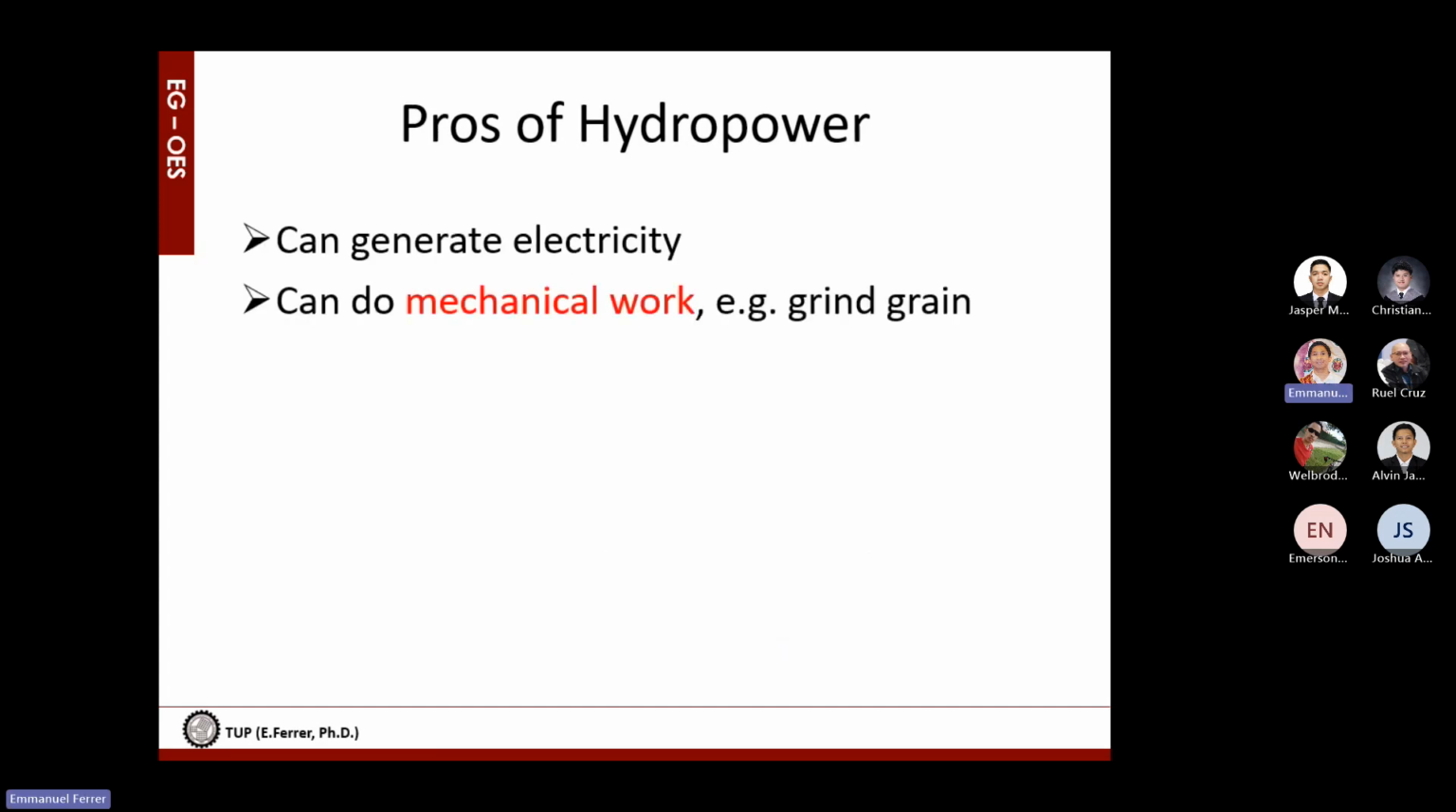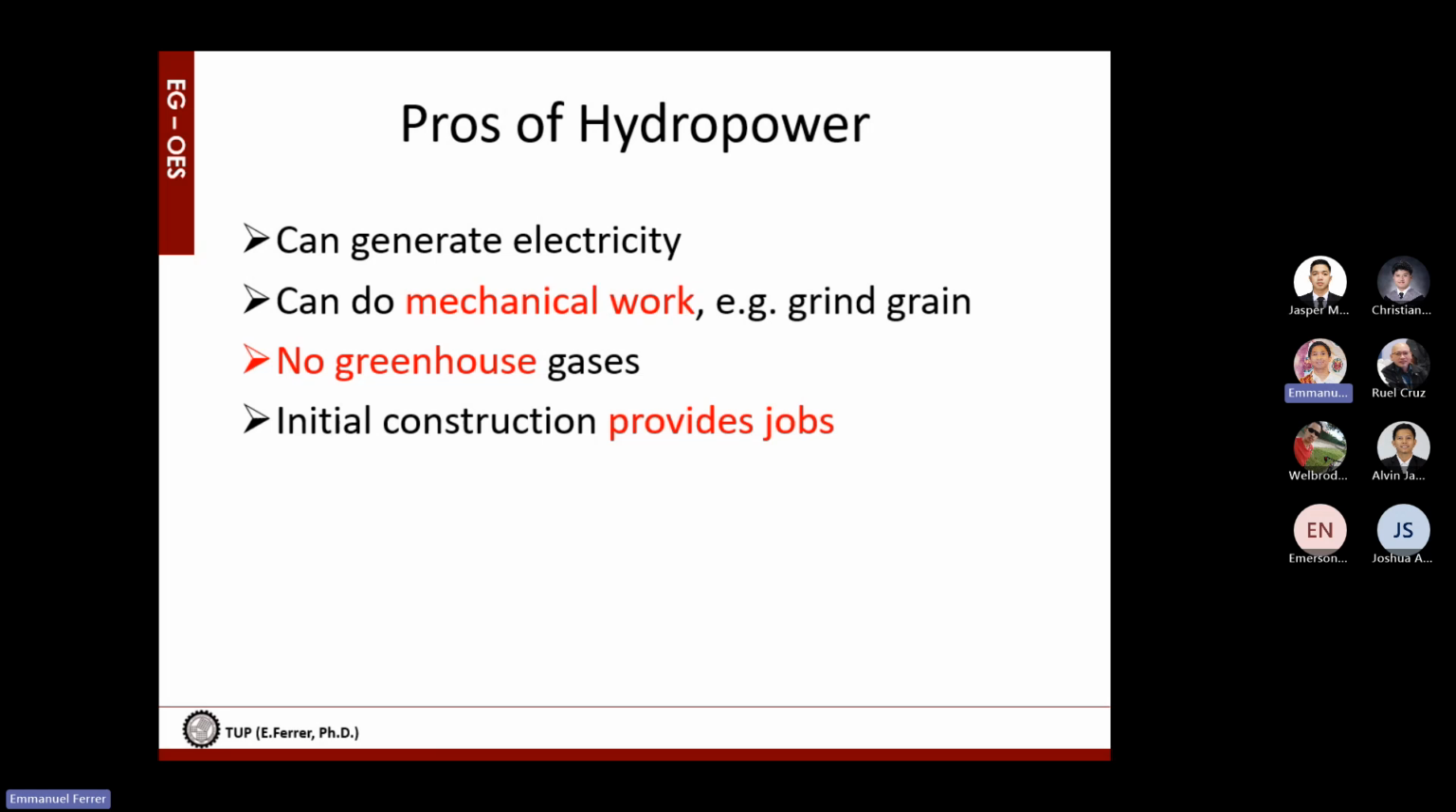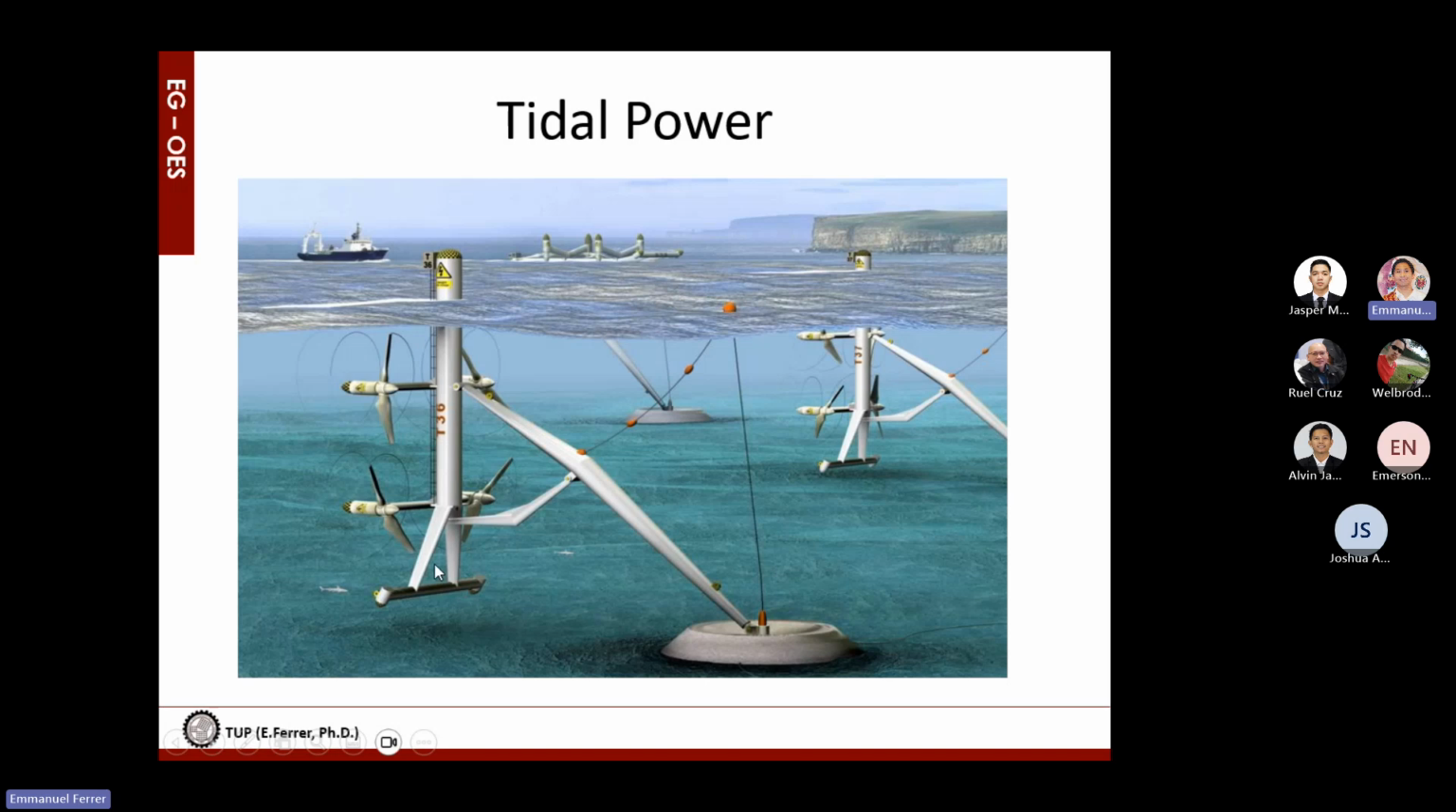The pros ay can generate electricity, can also do mechanical work, no greenhouse gases, because there's no combustion. Initial construction provides jobs for sure because dams are so big. It requires so many people, no? A lot of manpower is needed to construct. Yeah, that's why it can provide jobs in the initial construction.